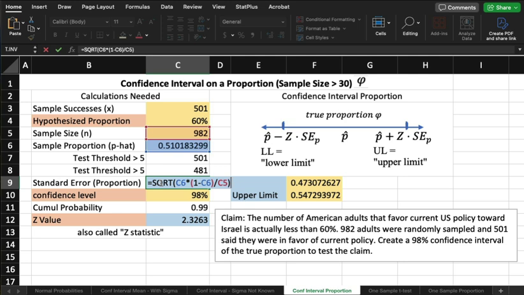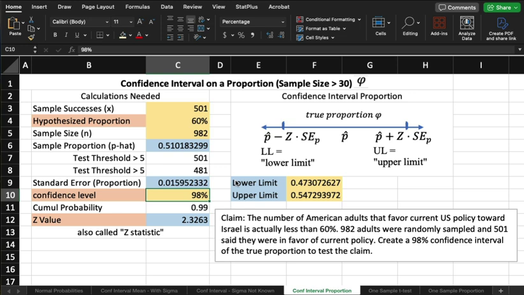All right? So equals SQRT, parenthesis, and it's C6 times another parenthesis, 1 minus C6, right parenthesis, slash C5, and another right parenthesis, and hit enter. So our standard error of proportion for this particular problem should be 0.015952332.